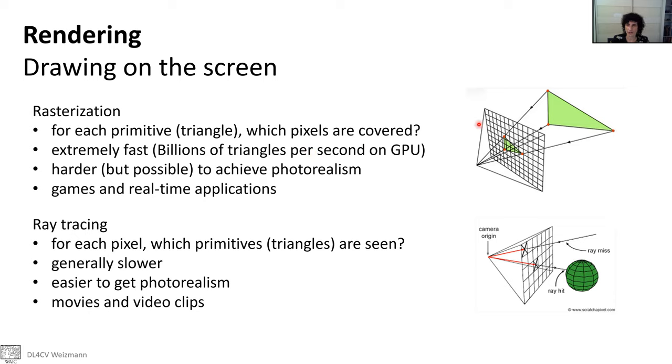Since here we go over the triangles and project them on the screen, we can do it in parallel. Therefore, the rasterization process is extremely fast: I take each triangle and project it on the screen, I can do it in parallel, and it becomes very fast. Billions of triangles per second on a GPU. The ray tracing process is quite slow: I take each ray and ask which of the polygons intersects the ray, so I have to go over the entire set of polygons, and this takes a lot of time.